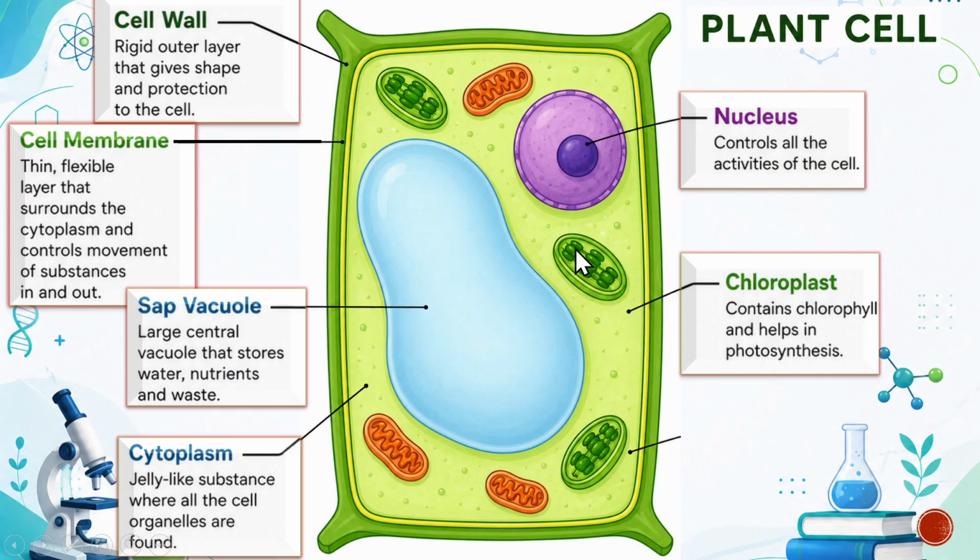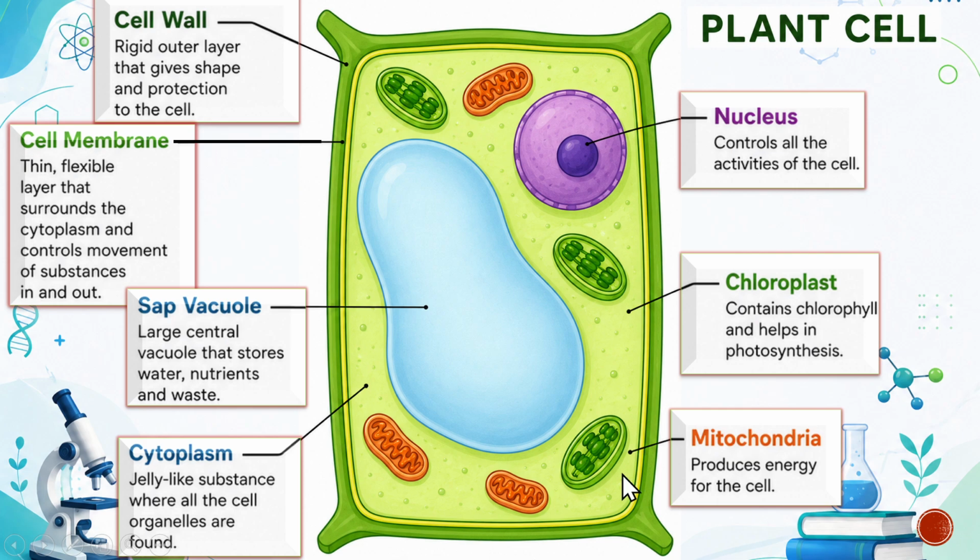So you see these green color bodies over here. There can be multiple chloroplasts in a plant cell, right? So these green color parts are chloroplasts, and they are green in color because they contain the chlorophyll, and that's why the function of chloroplast is to help in photosynthesis. All right. And last but not the least, you have mitochondria.